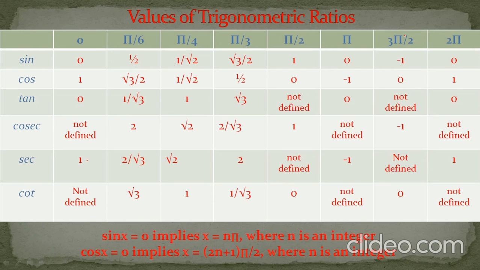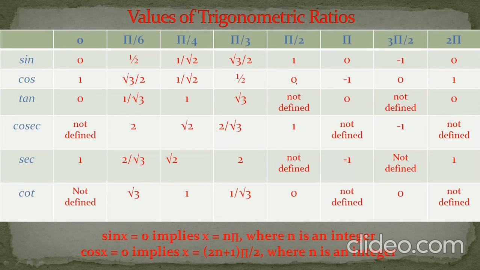Then comes 3 pi by 2. So to find the values for 3 pi by 2, we will take the negative of values of pi by 2. जो values pi by 2 पे हैं, we will take the negative of them. For example, sin pi by 2 is 1. So sin 3 pi by 2 will be its negative, that is minus 1.